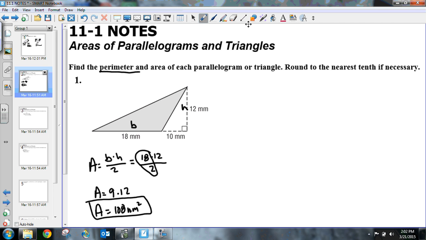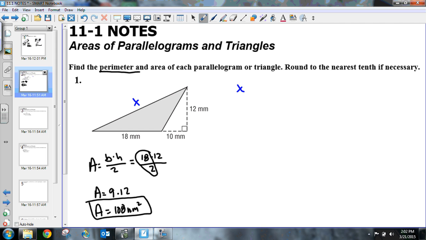Now, we're also being asked to find the perimeter. And that's going to require a little bit of work because I need to know this length here and this length here. So let me erase my base and my height. I'm going to call this length over here x. Let's find this length here first. Now, this length is formed by a right triangle, and this is my hypotenuse.